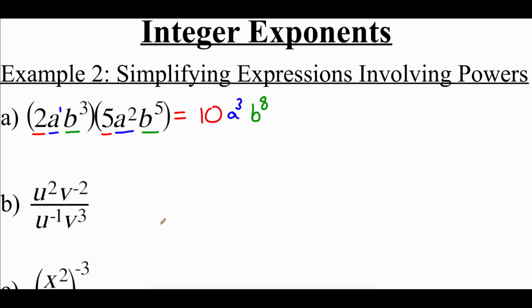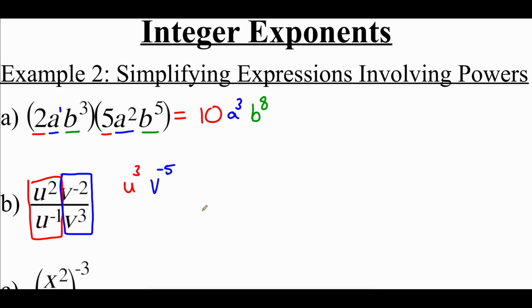In our second example, it looks like we've got some dividing happening. So again, I'm going to focus on the things that are the same. So first, let's look at these u values in the front. So we've got u squared divided by u to the negative first. We're going to subtract those powers. So if we take this 2 power minus negative 1, we're going to get u to the 3rd power. And then if we look at these v's, we've got v to the negative 2nd divided by v cubed. So if we subtract those, we're going to get v to the negative 5th power.